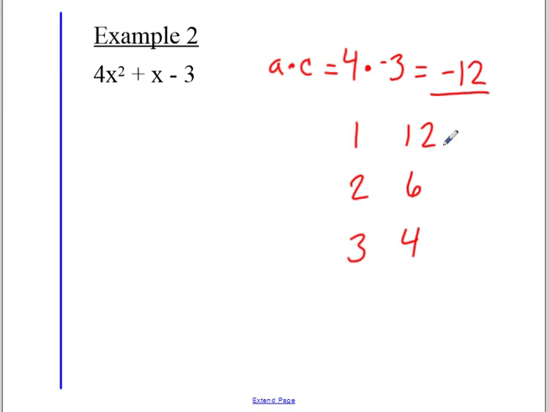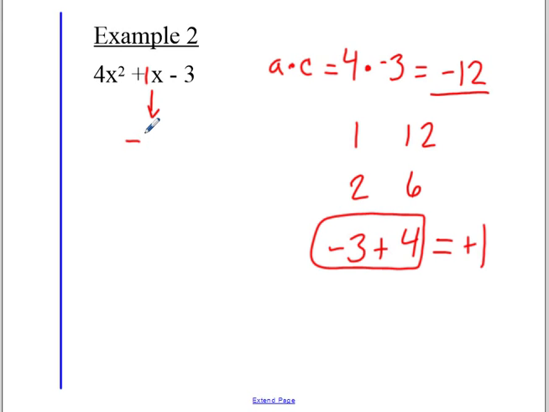Which one of these sets, when added or subtracted, is going to help me get this 1, remember this 1, in front of the x? That's going to be the 3 and the 4. I'm going to get that from subtracting. Using a -3 and a +4 is going to give me a +1. So this is the combination I want to use to split up my 1x. So my 1x gets split up into a -3x and also a +4x. After it gets broken apart into these two pieces, there's still a -3 at the end, and there still is a 4x squared at the beginning.